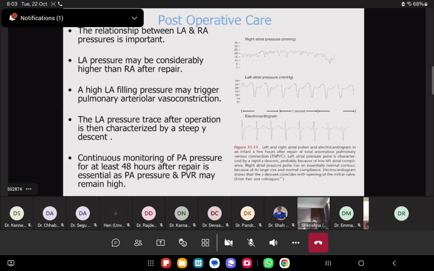Coming to the post-operative care, the relationship between the LA and RA pressures is very important. LA pressures may be considerably higher than RA after repair. A high LA filling pressure may trigger pulmonary arteriolar vasoconstriction. The LA pressure trace after operation is then characterized by a steep wide descent. Continuous monitoring of the PA pressure for at least 48 hours after repair is essential, as PA pressure and PVR may remain high.